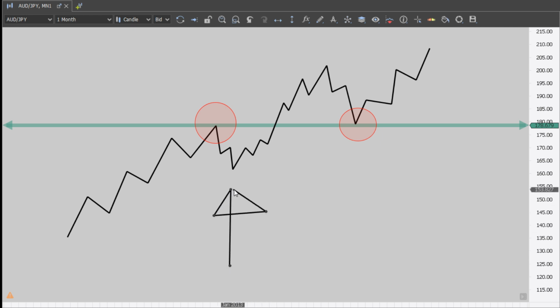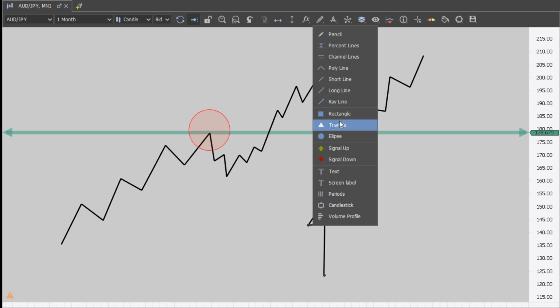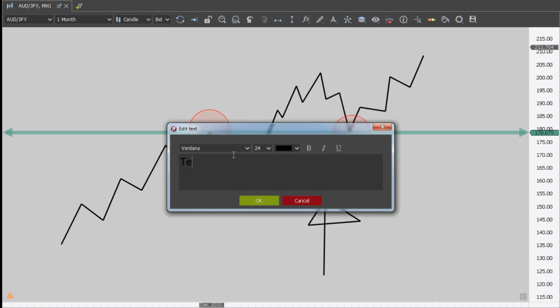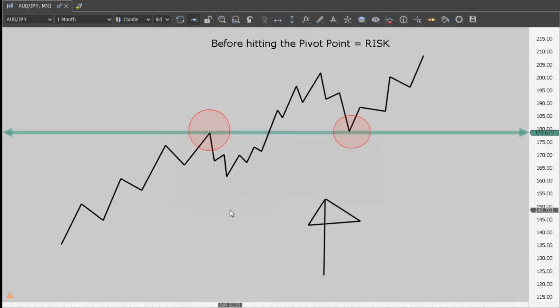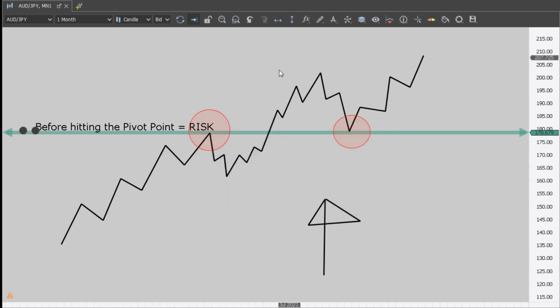So this is a pivot point, and we are going to address today how to trade a pivot point in an uptrend. So when we are going to trade a pivot point, we have a risk and reward relationship, right? Before hitting the pivot point, this equals risk.